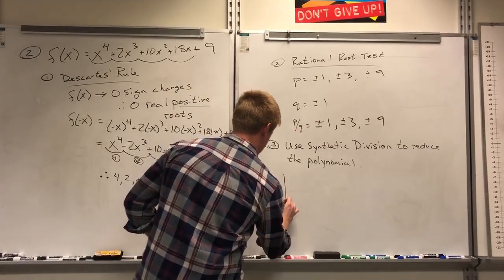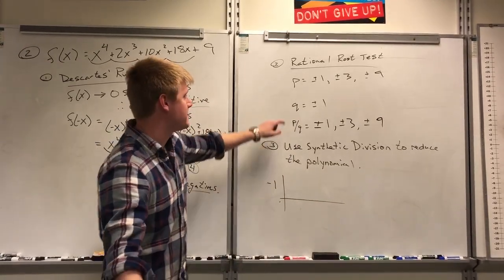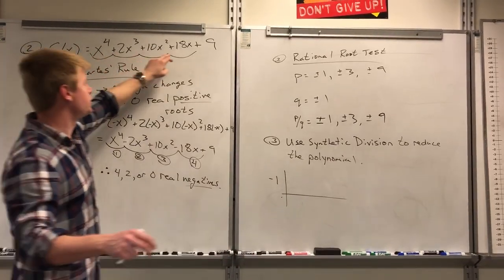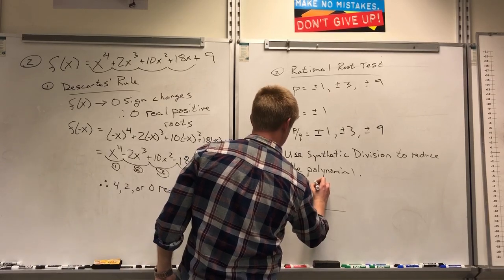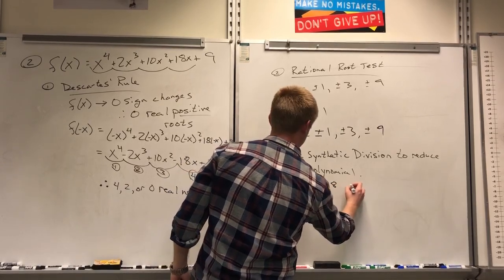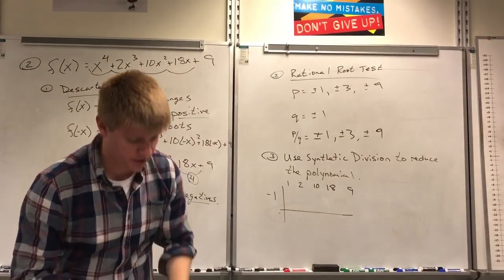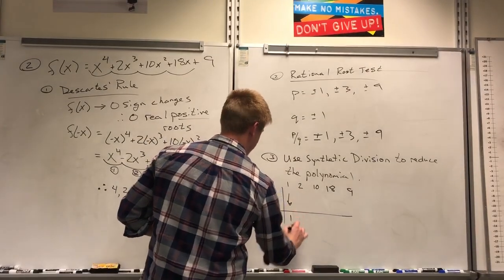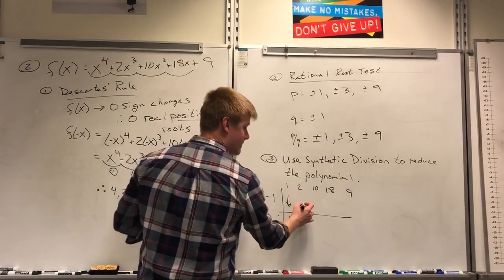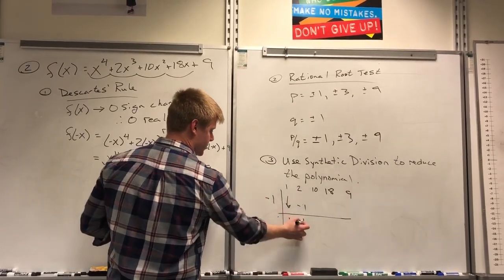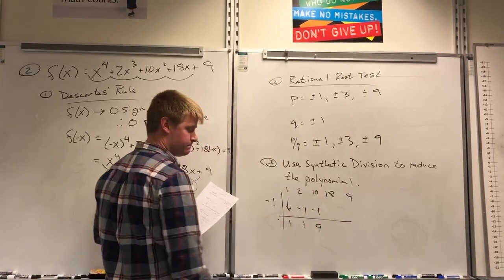So we're going to set up our synthetic division process. Across the top, remember, go the coefficients from the original. So it's going to be 5 of them in this case. It'll be 1, 2, 10, 18, and 9. Hopefully the synthetic division process is pretty straightforward at this point. I drop my first one down. -1 times 1 is -1. 2 minus 1 is 1. -1 times 1 is again -1. 10 minus 1 is 9.